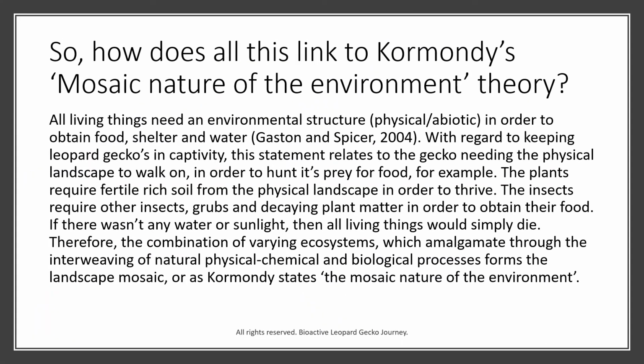So how does this link to Cormady's theory? Cormady pioneered the theory of mosaic nature of the environment. Now, a landscape mosaic is basically a combination of varying ecosystems which come together to form a community of landscapes. And this is made up of physical non-living things and the biological living things, which connects the whole system together to form the ecosystem and the habitat.